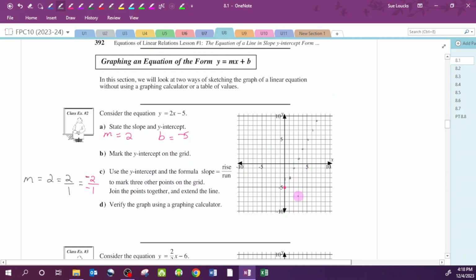Okay, and then we're going to go back. So back, we can go down 2 and back 1. So that's what the -2 and -1 is. So down 2 and back 1. So my rise is -2 and my run is -1. And now if I put my line through those 2 points, I'm going to have a really good line. Okay, so that's what I'm expecting you to do.